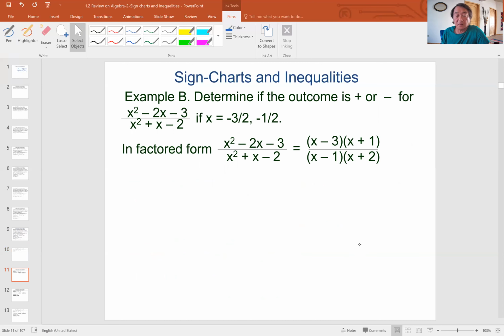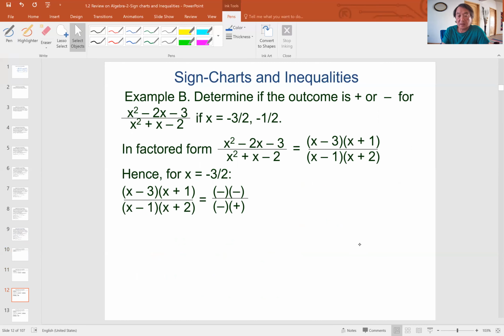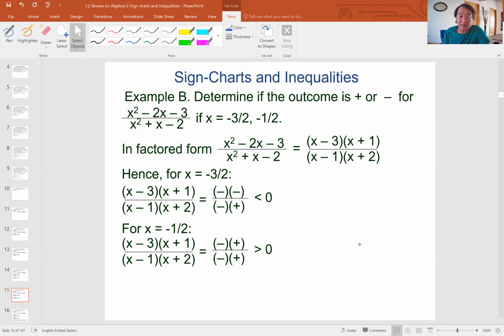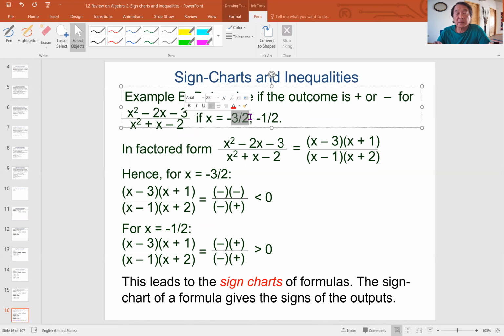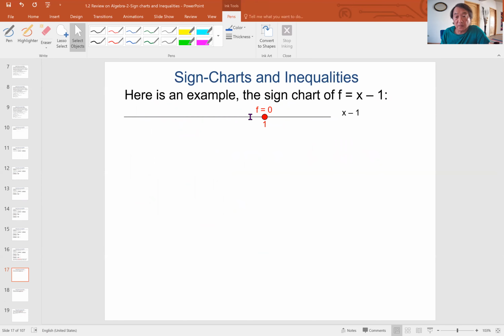And this works for fraction formulas too. If it's factored, I can plug in -3/2 and I will get the corresponding minus sign in the parentheses: a minus times a minus on top, and a minus times a positive on the bottom, and we end up with a negative number. And for -1/2, we end up with a positive result. To differentiate which x makes the formula positive and which x makes it negative, we express the results on a line, on the real line. In other words, the one-dimensional graph of the formula.